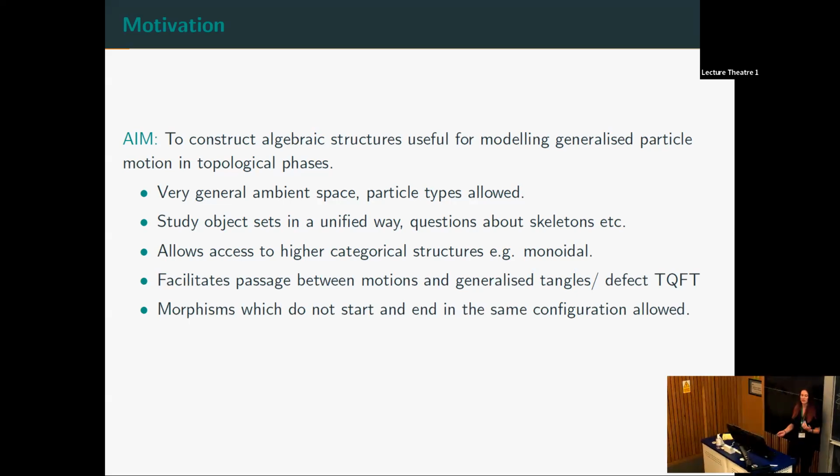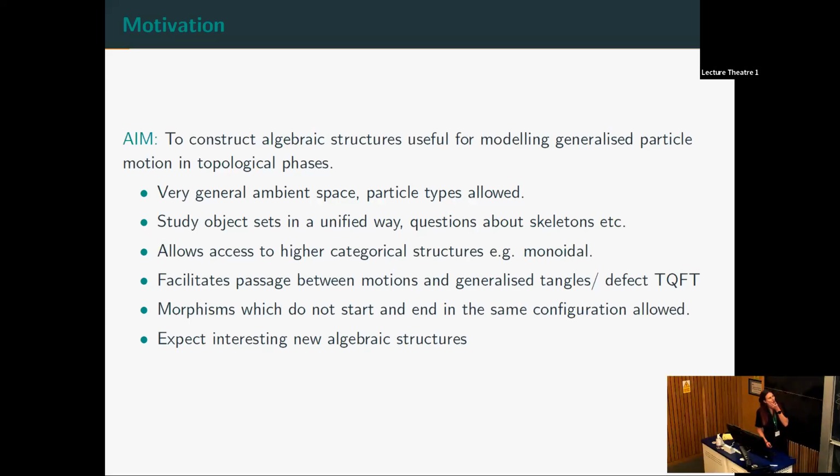And also the groupoid allows for morphisms which do not start and end in the same configuration. And this is potentially useful for constructing presentations. And then, I think I have one more. So also we know that in many cases motion groups give interesting algebraic structures that have been very well studied, led to lots of interesting mathematics. So we fully expect this to be replicated in new settings here.